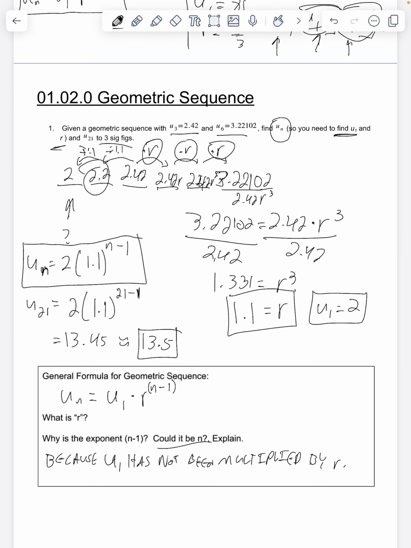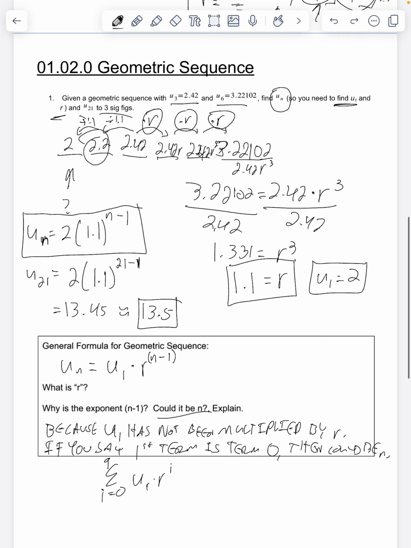So could it be n? Only if you start at term 0. So if you say the first term is term 0, then it could be n. Sometimes you'll see that in sigma notation, they'll start at 0 instead of starting at 1. But then let's say you want to add 10 terms together, you would have to stop at 9. And then you could do your u1 times r to the n, or to the i in this case, because we're using i as our index. But generally, you're going to see the n minus 1.